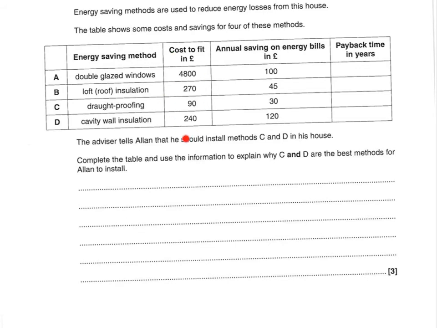So there's the cost to fit it, and here's the annual savings, how much they save per year in the energy bills. So all you've got to do is work out how many years it would take before this is paid back, and that's the payback time. So this first one is 4,800 divided by 100. So that's 48 years for your first one, for double glazed windows. Next one is 270 divided by 45, which is 6. Then 90 divided by 30, which is 3. And 240 divided by 120, which is 2. So if you've got all four of those, that's one of the marks.